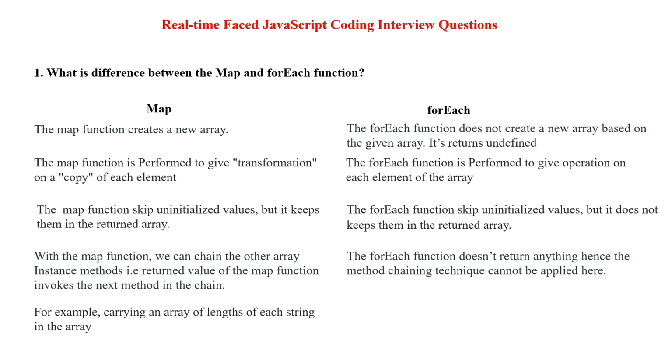Coming to forEach, the forEach function does not create a new array based on the given array. It returns undefined. The forEach function is performed to give an operation on each element of the array. The forEach function skips uninitialized values, but it does not keep them in the return array. The forEach function does not return anything, hence the method chaining technique cannot be applied here. For example, saving all elements in the database. You can answer like this.